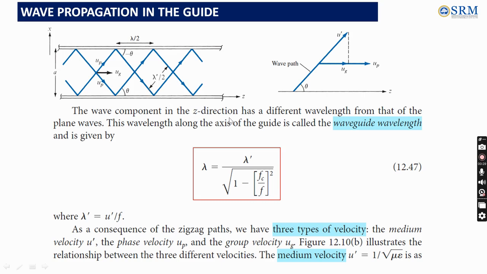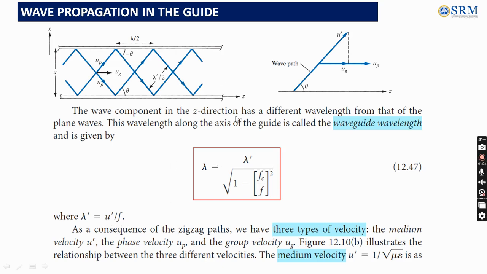So the wave component in the Z direction has a different wavelength compared to the plane waves. That particular wavelength along the axis of the guide is called the waveguide wavelength, which is represented by lambda g. That is equal to lambda dash divided by the factor square root of 1 minus (fc by f) the whole square. We already know lambda dash is u dash by f, velocity by frequency.